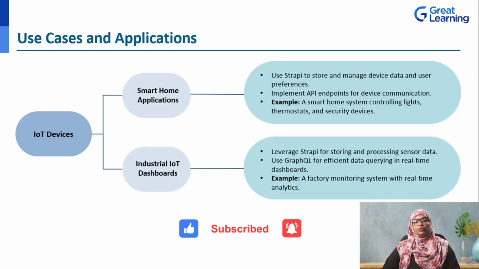And then you can also use your Strapi for your industrial IoT dashboards, like for storing and processing your sensor data, right? And then you can use your GraphQL for those data querying. As you know, GraphQL is efficient in data querying for real time, right? So you will be able to use your GraphQL APIs for having your data querying being done. So an example you can think of over here is a factory monitoring system with real-time analytics.